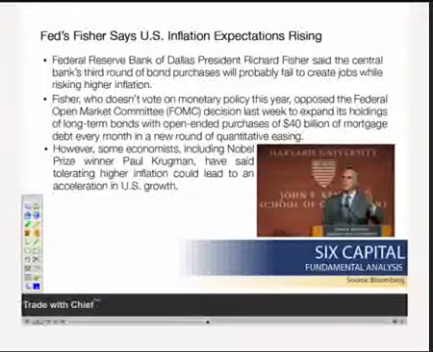However, some economists, including a Nobel Prize winner, have said tolerating higher inflation could lead to an acceleration in US growth. So with even the economists disagreeing on whether QE3 can help to stabilize the economy and create jobs, everyone is waiting to see what the effects of this latest round of QE will be. So far, global markets have been retracing the initial gains after the QE3 announcement, and with bearish economic data coming out from Europe and China, fundamentally we remain cautious on the euro-dollar.